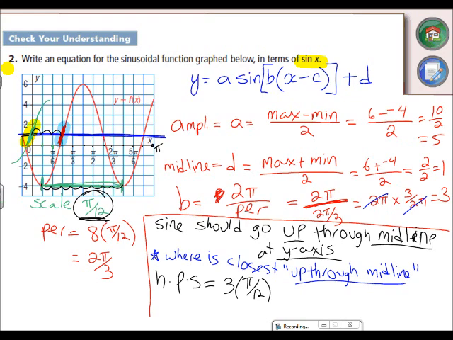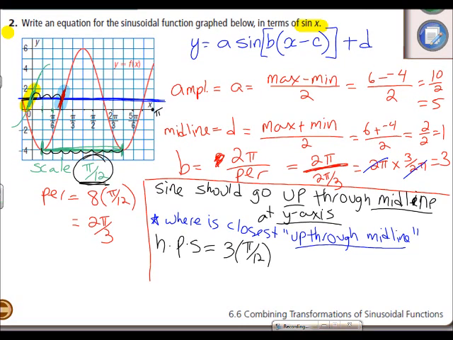Be careful not just to write that C is 3. It's not true. It's 3 pi over 12s over. Take that to the lowest terms fraction. Divide them each by 3. We've got pi over 4 to the right. That gives us our C value of pi over 4.